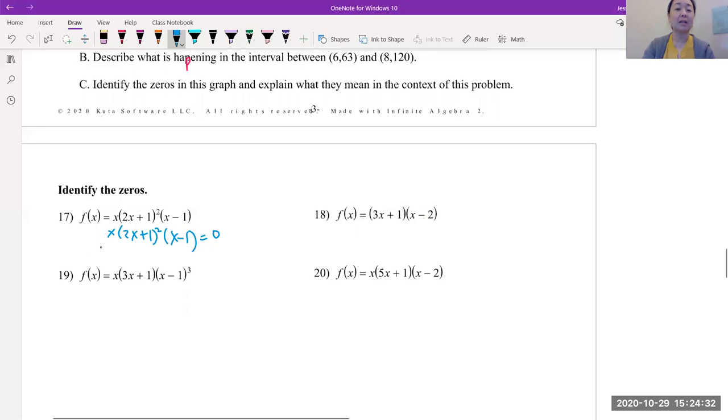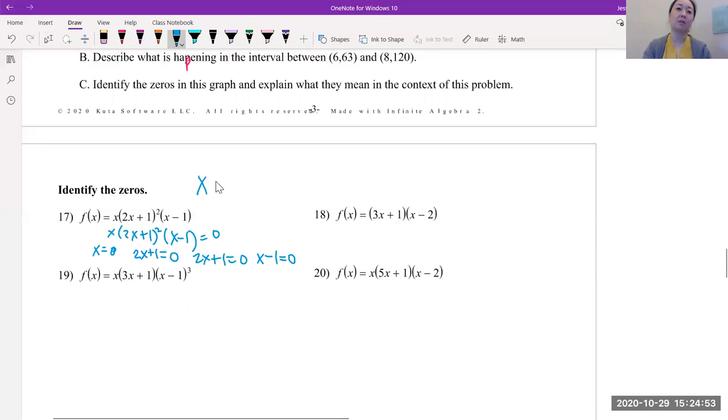So it's going to be x equals 0. This 2x plus 1, well, that's 0. 2x plus 1 is equal to 0. And remember, we got it twice, so we're going to write it again. 2x plus 1 is equal to 0. And x minus 1 is equal to 0. Just like that. All right, so x equals 0 is already solved.